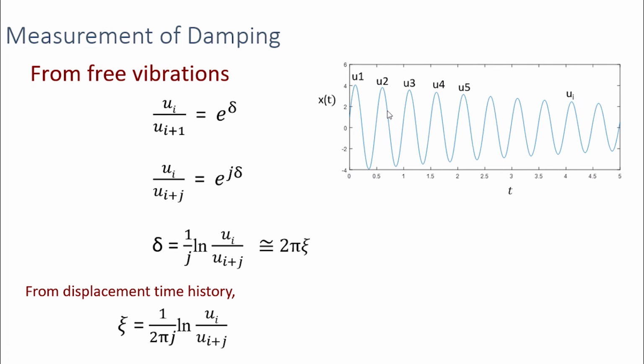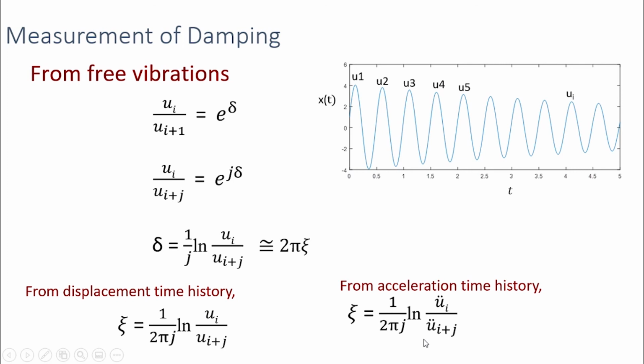If we are just considering one single cycle, then you can just divide this displacement by this displacement and use this. So this zeta, or the damping ratio, can be calculated using the displacement time history as well as the acceleration time history. In all practical situations, measuring acceleration is easier than measuring displacement. So for a real structure, the acceleration time history will be more available. So we can calculate the damping using the acceleration time history also. The procedure is just the same. Just calculate the ratio of the peaks, take logarithm and divide it by 2 pi j, and you will get the damping ratio. So this is how we measure the damping of a system using its free vibrations.